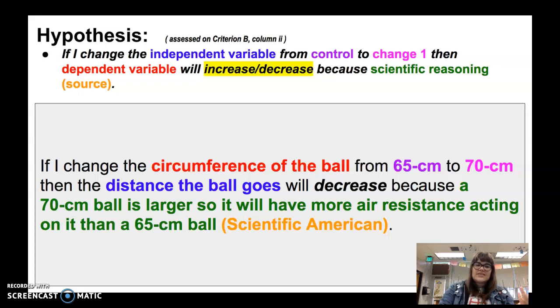So the hypothesis for this lab was: if I change the circumference of the ball from 65 centimeters to 70 centimeters, then the distance that the ball goes will decrease, because a 70 centimeter ball is larger, so it's going to have more air resistance acting on it than a 65 centimeter ball, and that is from Scientific American.